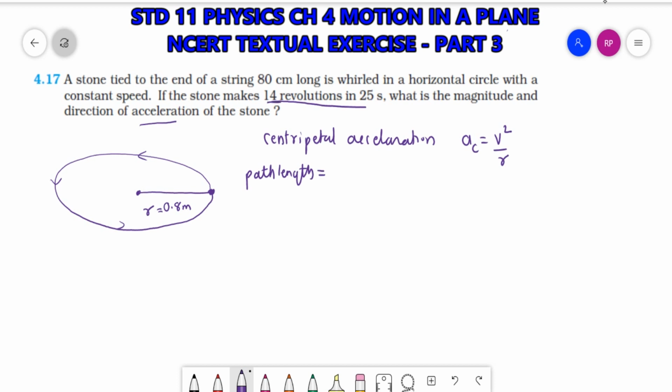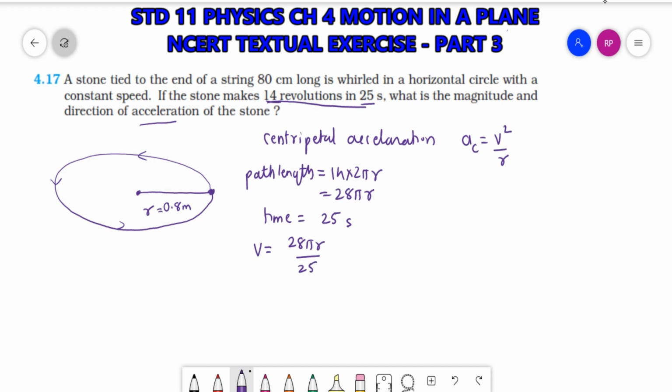Now 14 revolutions in 25 seconds. So for one revolution, the path covered is 2 pi r. So for 14 revolutions, 14 into 2 pi r, that means 28 pi r. And the time, that is equal to 25 seconds. So the speed, velocity equal to path length, 28 pi r upon 25.